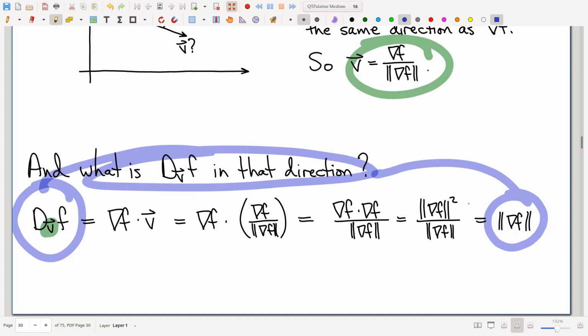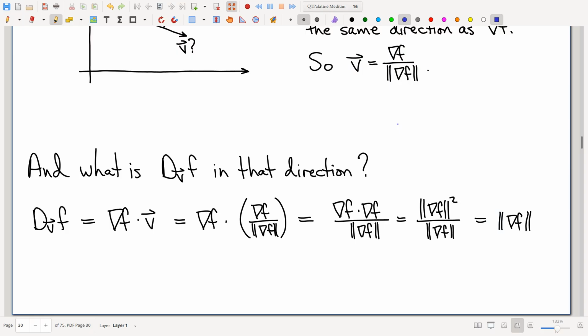So let's take a quick moment to recognize we asked two very reasonable, natural questions. What's the direction of fastest increase? And how fast is it increasing in that direction? And the answers were the direction of the gradient and the magnitude of the gradient. In some sense, in both cases, the answer was the gradient. And I think this is a noteworthy moment. So let's talk about that for just a moment.